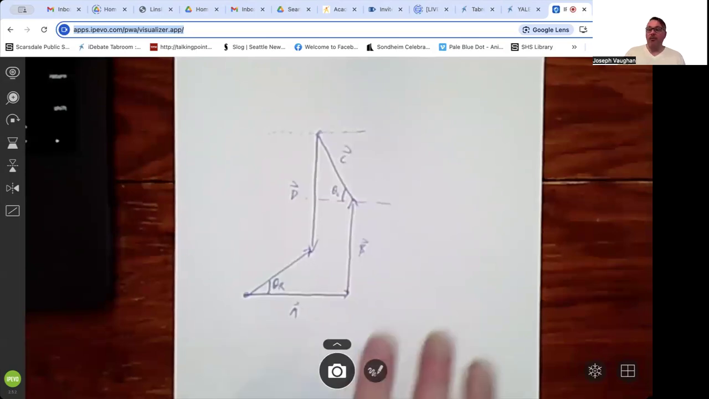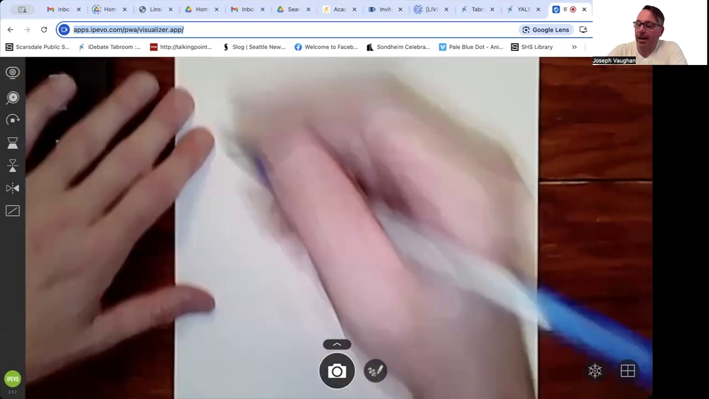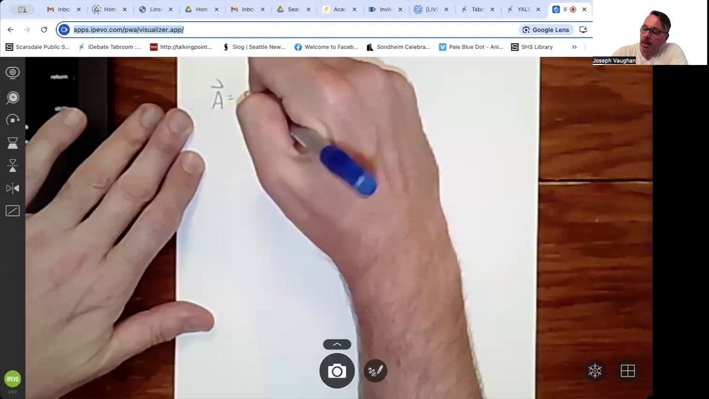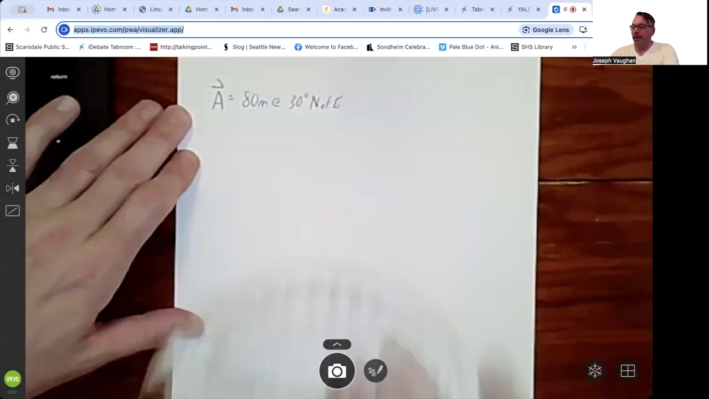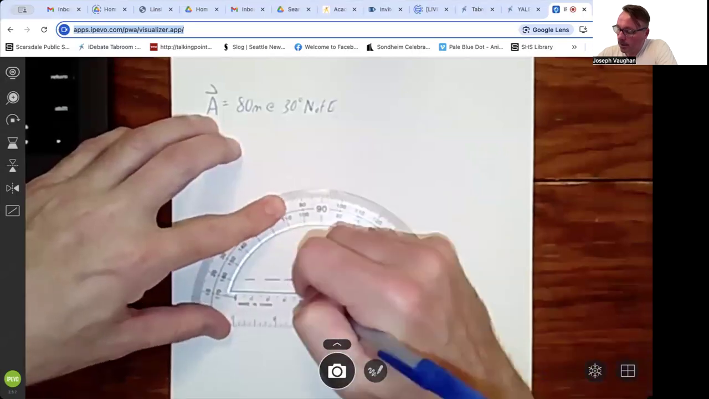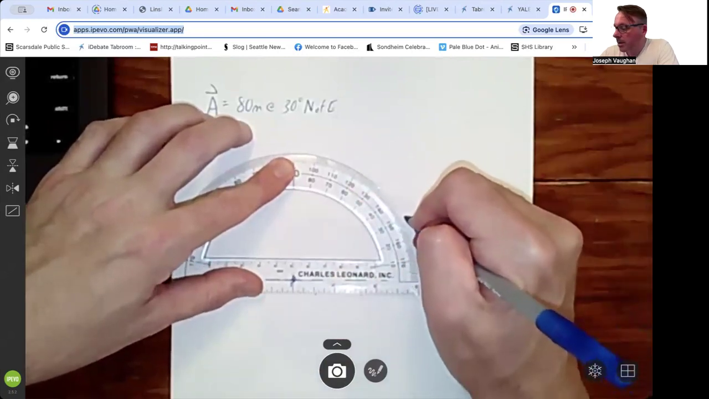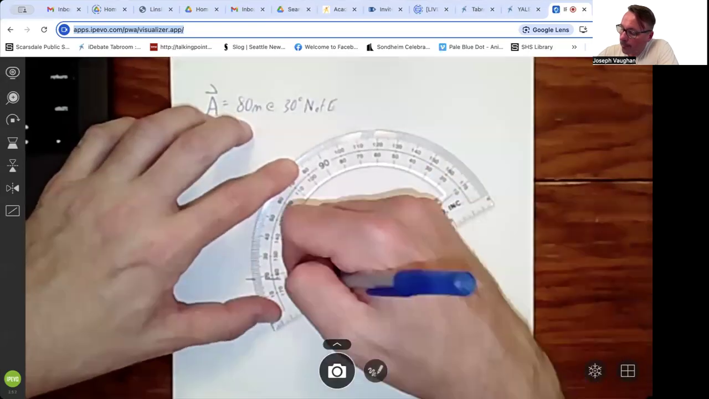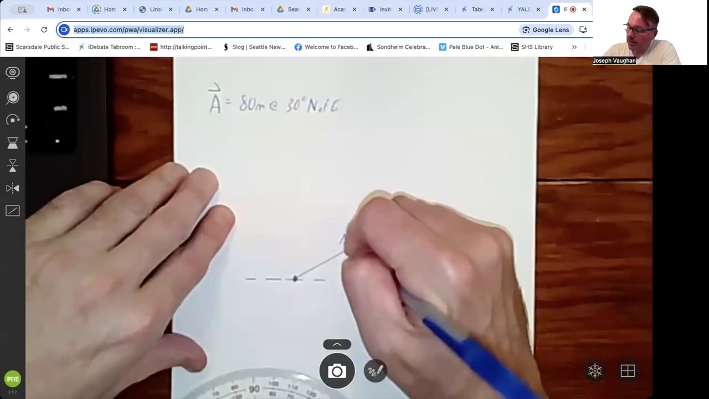In order to do that, we have one last skill that we need to put into this video. So let's look at vector A from the previous problem. Vector A was 80 meters at 30 degrees north of east. And I'm just going to draw that vector again. Guideline down, start point, assuming the same compass rose as before. There we go. Okay. And that's vector A.